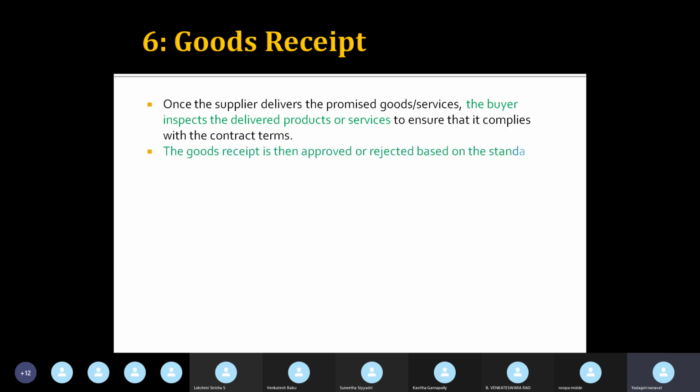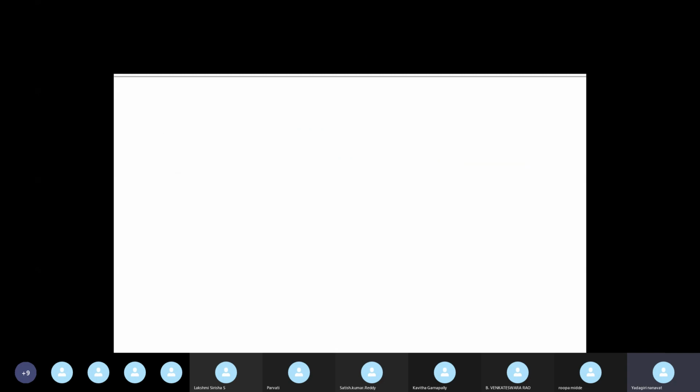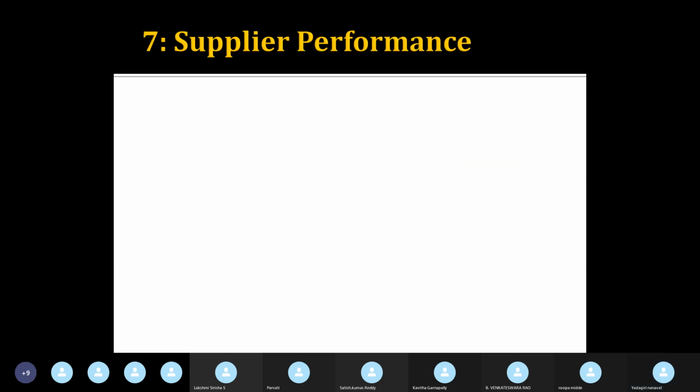The goods receipt is then approved or rejected based on the standard specified in the purchasing contract or purchase order. He will verify everything as per the contract, whether they have sent it or not, and it will depend on whether we have to reject it or not. The product is whatever we have ordered, and if it came without any damages, then we will accept it. Next one is performance.